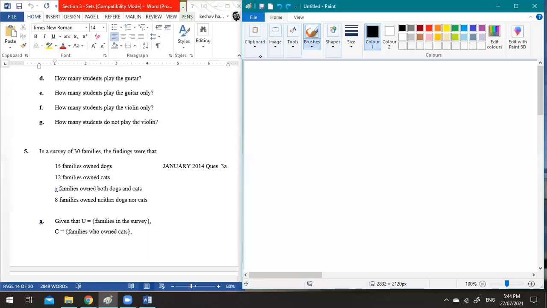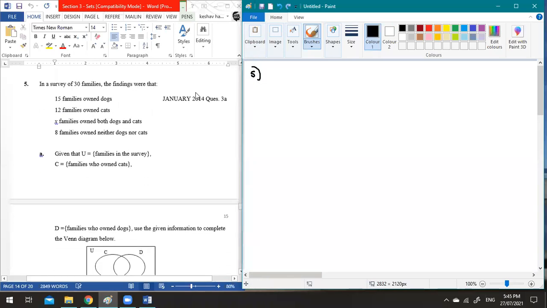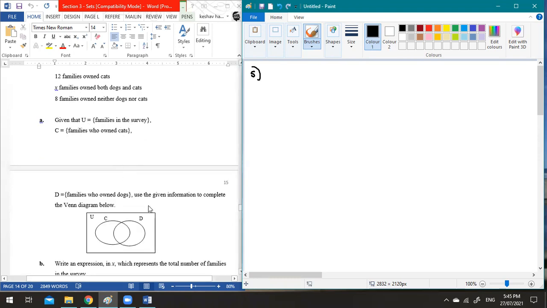So you could go ahead. So number 5. In a survey of 30 families, the findings were that 15 families own dogs, 12 families own cats, X own both dogs and cats. 8 families own neither dogs nor cats. Given U, the families in the survey, C is for cats, D is for dogs. Complete the Venn diagram below.